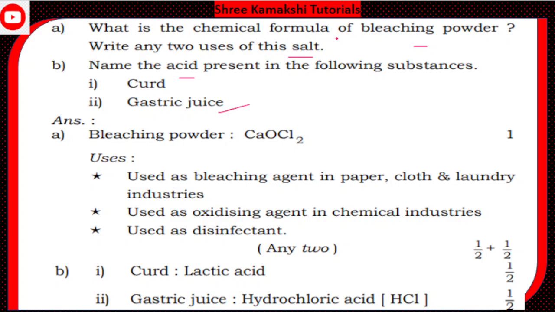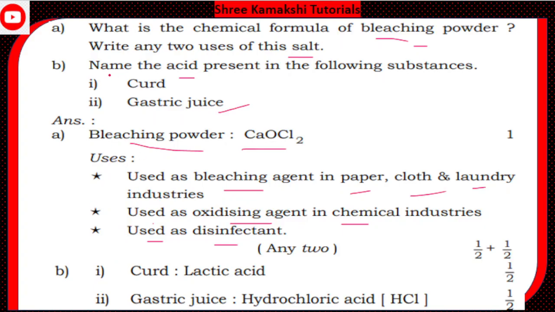What is the chemical formula for bleaching powder? The bleaching powder chemical formula is CaOCl2 and its uses: it is used as a bleaching agent in paper, cloth and laundry industries. The second use is as an oxidizing agent in chemical industries. And the third use is as a disinfectant. Any 2 uses, right? Any 2 uses carry 1 mark.